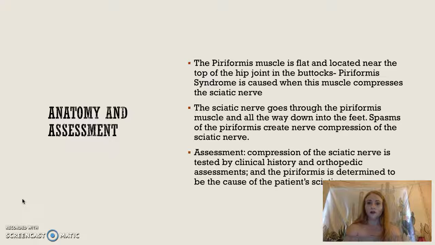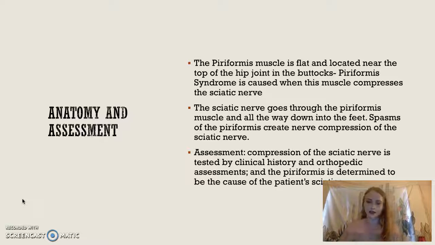Anatomy. So the piriformis muscle is flat and located near the top of the hip joint in the buttocks, like I said. And it's caused when the muscle compresses the sciatic nerve. So the sciatic nerve goes through the piriformis muscle and all the way down into the feet. So the spasms of the piriformis create nerve compression of the sciatic nerve. So this is commonly mistaken for sciatica. So it really needs to be assessed to see which is which.